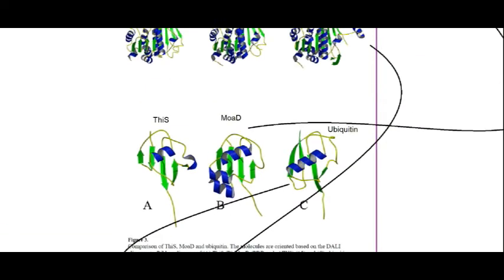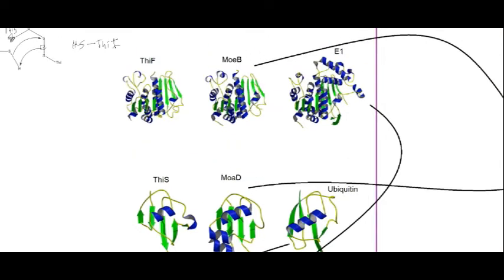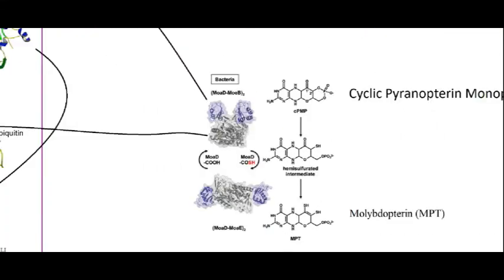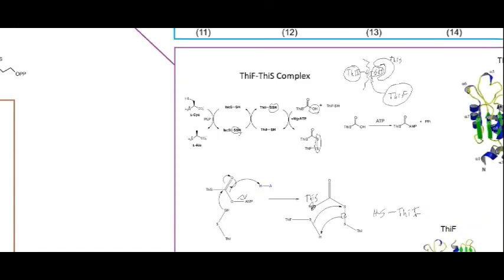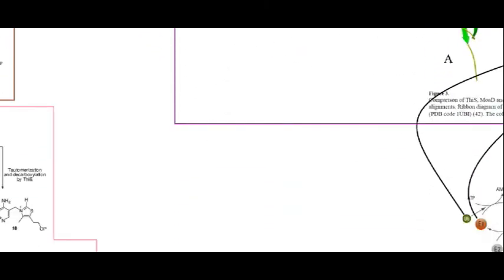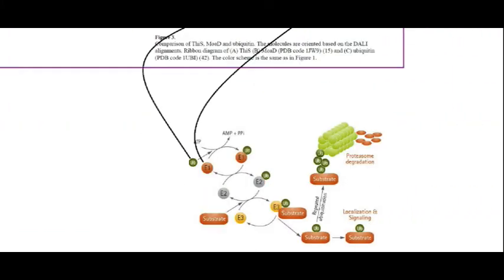It makes sense with the MOEB, MOAD, since that is also doing this sulfur transfer onto this pyranopterin here, putting this sulfur on. So it's a similar mechanism to our THIF, THIS up here. But we can see that evolution has also used that for this ubiquitin E1 and ubiquitin binding here.